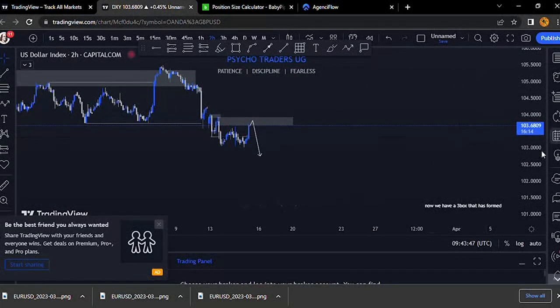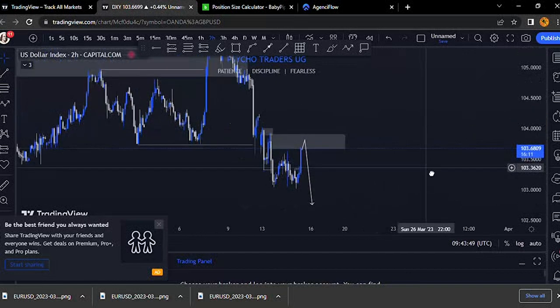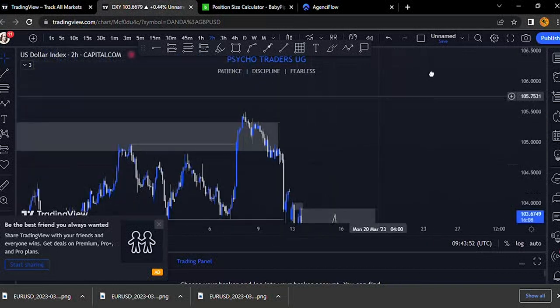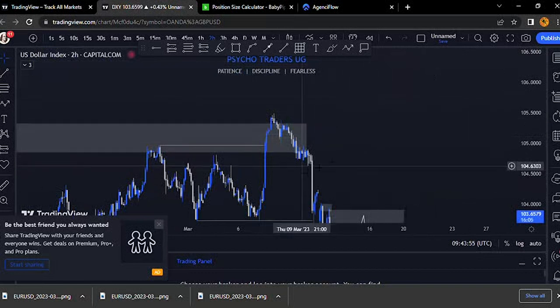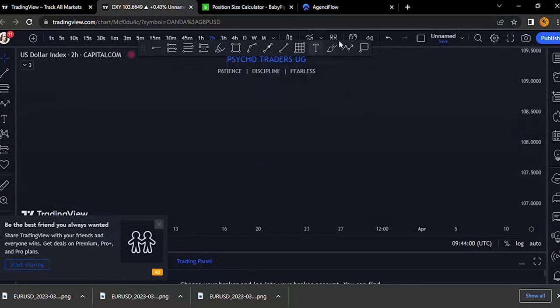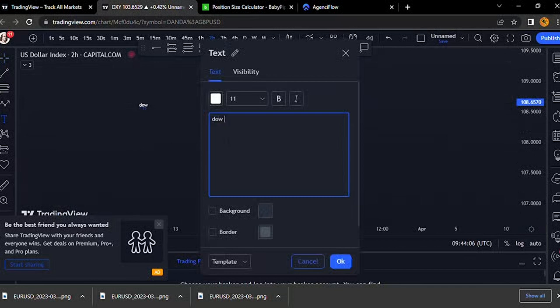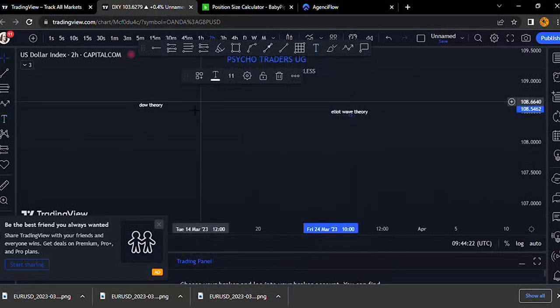So the market structure, two theories that we follow. The first theory, most of the times I like starting with the textbook view before showing you what the real market shows. On the textbook view, we have our first theory, and that is the Dow theory, and the Elliott wave theory.